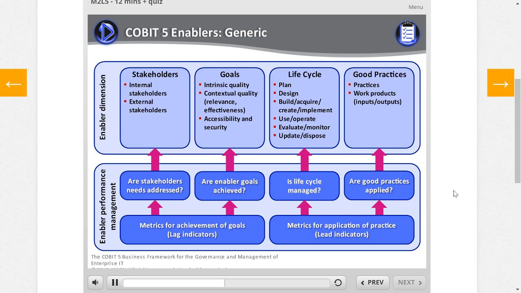What this is saying is that each enabler has stakeholders, some internal and some external. Each enabler has goals. Each enabler has a life cycle. And each enabler has good practices. This diagram, its structure and contents are important. You need to be very familiar with them when you take the exam. We'll take a closer look at each of these dimensions over the next few screens.